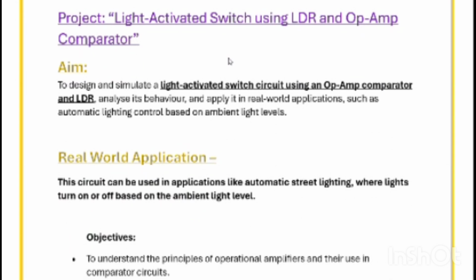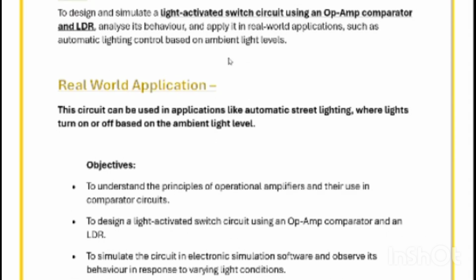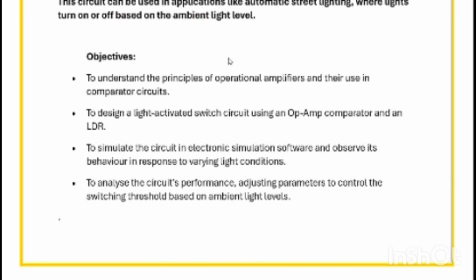So our project is light activated switch using LDR and op-amp comparator. Our aim is to design and simulate the light activated switch circuit using op-amp comparator and LDR. A real world application is automatic street lighting, where lights turn on or off based on the ambient light level. This is one of the applications of our project.